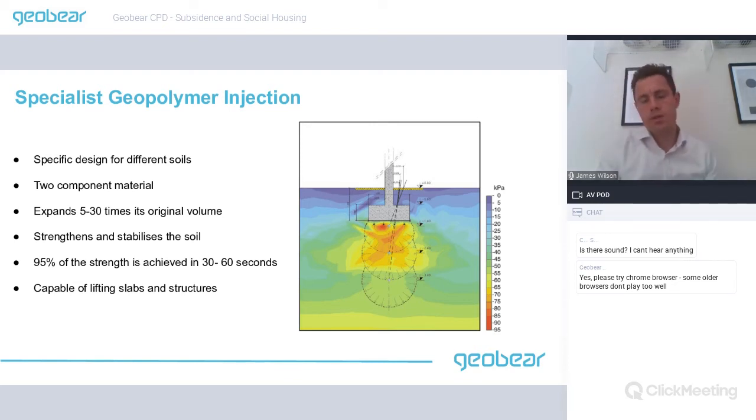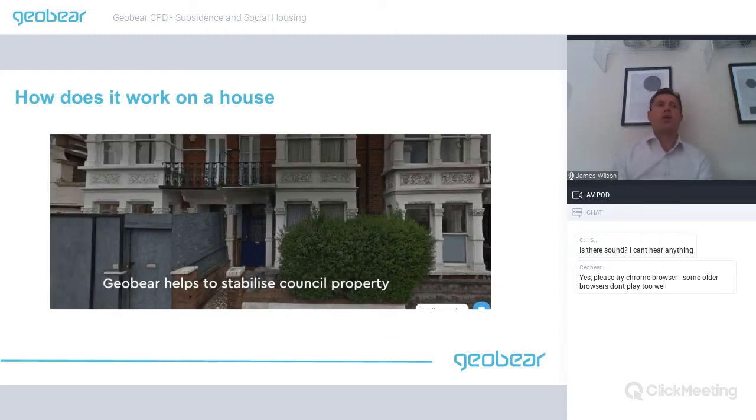So that's how it looks when it's in open air in a trough, just to see what the material actually looks like. But the question is, how does that actually work on a house? What does that look like when you install it on a house?